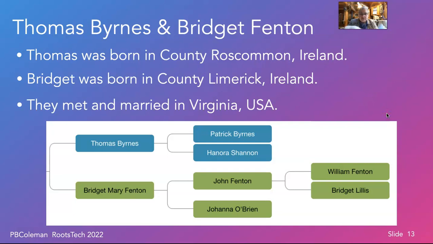Now, Thomas and Bridget met and married in Virginia. Bridget was about 13 years younger than Thomas, and so it's unlikely that they knew each other in Ireland, partly because of the age and partly because of the distance between County Roscommon and County Limerick. We're talking back in the 1860 time frame. So they met and married in Virginia.